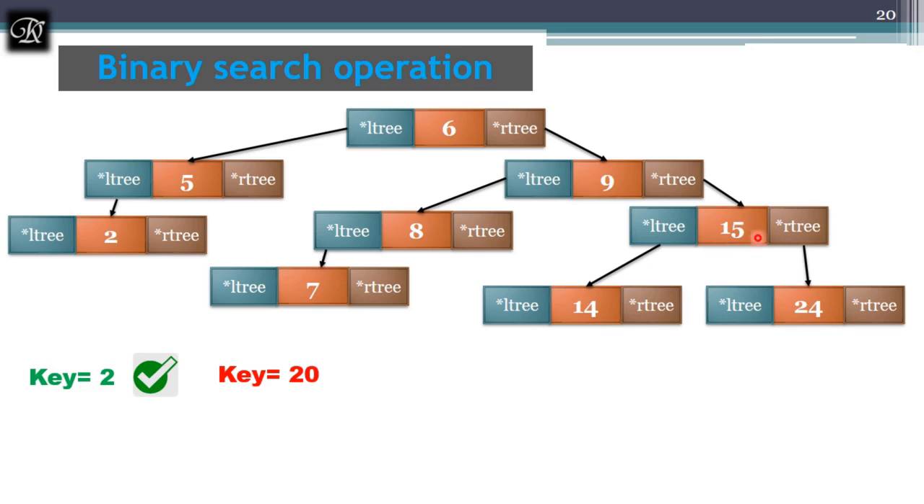Now 15 is the target, compare 15 and 20. Check whether they are same. No, they are not same. 20 is greater than 15, then move towards the right. Now what I have to do? Compare again 24 with 20. No, they are not same. 20 is lesser than 24, but I don't have any more nodes in this tree. 24 itself is the leaf node of the tree. Then I am unable to locate 20. This is an unsuccessful search. This is how the binary search operation will happen in a binary search tree.